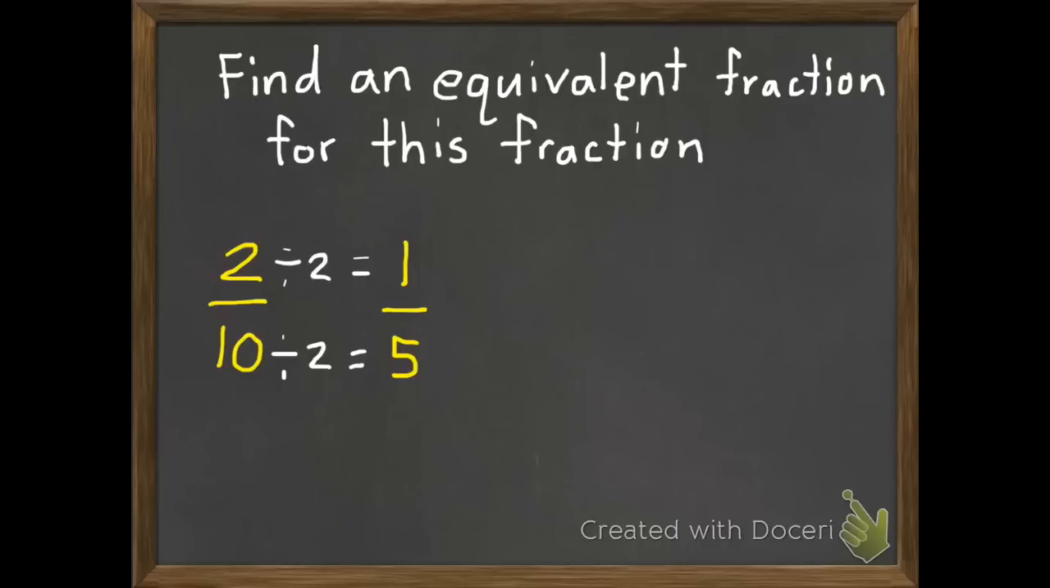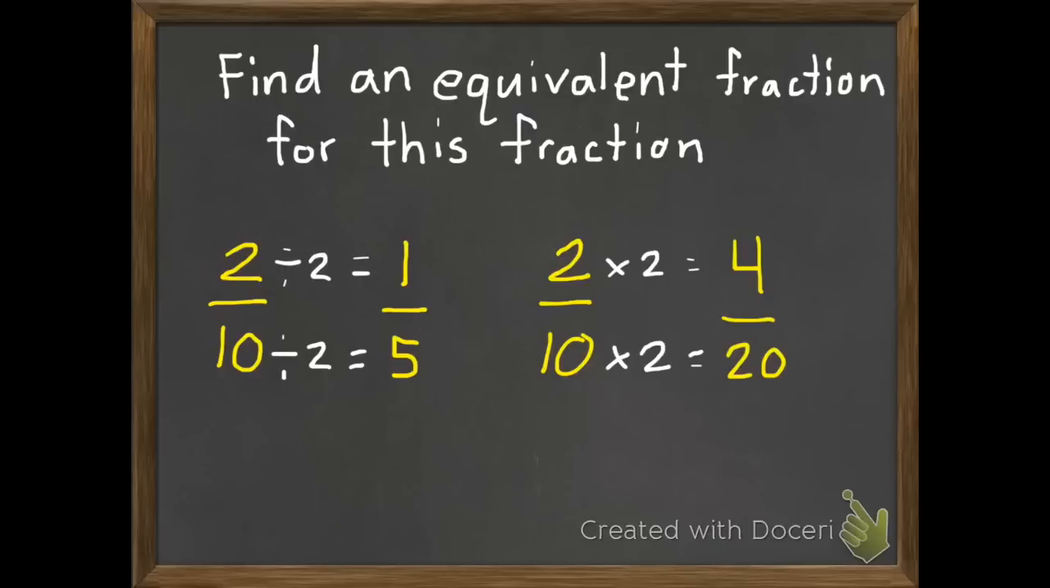So I could stop right there. I found an equivalent fraction, but I always like to find some extras, especially while we're doing examples. So if I have 2/10, instead of dividing the numerator and denominator by 2, I could multiply them both by 2. So 2 times 2 is 4, 10 times 2 is 20. So 4/20 is equivalent to 2/10. So here at the bottom I'm going to write all my fractions that are equivalent. 2/10 is equal to 1/5, and they're both equal to 4/20.